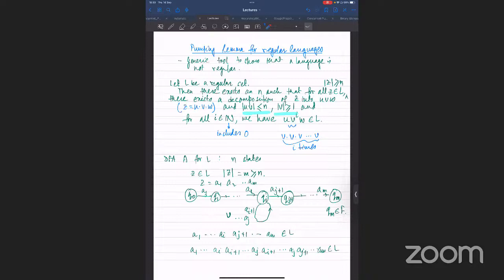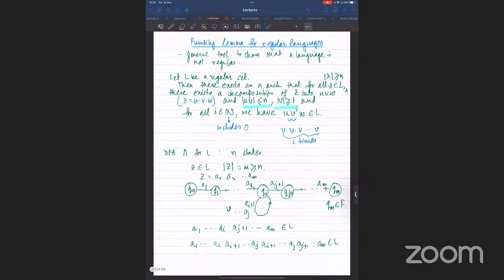Whenever the length of UV is less than or equal to N, with V of length greater than or equal to 1, you can pump the V, because some state is going to repeat. Clear? Okay, so this is this. Now let's state this a bit more formally.